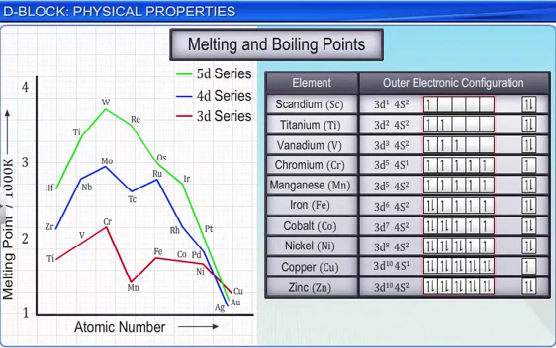The high melting points of these elements are attributed to the participation of a greater number of electrons from the (n-1)d orbitals in addition to the ns electrons in the interatomic metallic bonding.